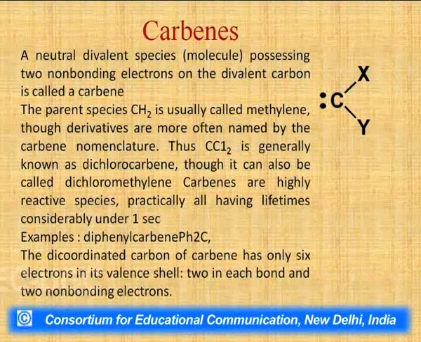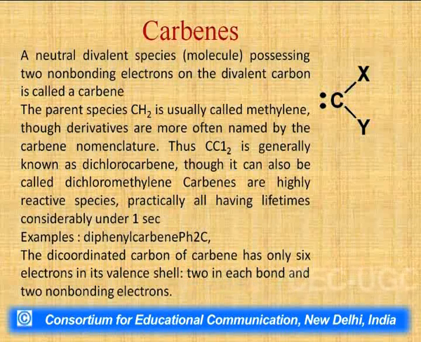What are carbenes? A carbene is a neutral divalent species which possesses two non-bonding electrons. You can see in the figure that a carbon has two non-bonding electrons and is attached to two atoms or groups. This divalent carbon is called a carbene. The parent species CH2 is usually called methylene. The derivatives are more often named by the carbene nomenclature. Thus CCl2 is dichlorocarbene, though it can also be called dichloromethylene. So we can say both dichlorocarbene or dichloromethylene.